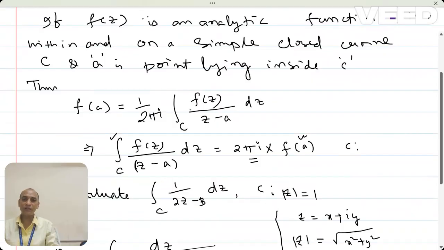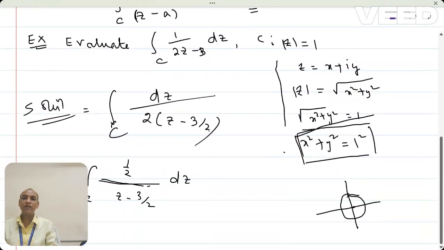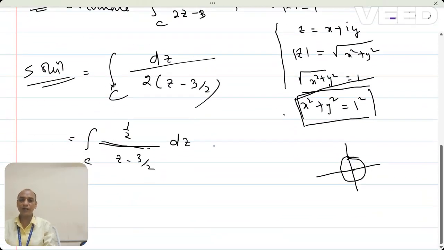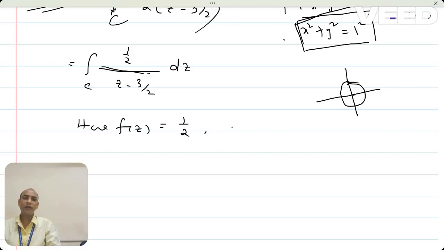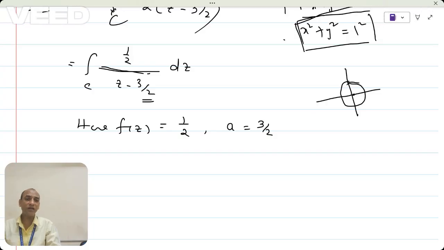The original formula says f of z divided by z minus a. So in the place of f of z, what is the value we are having? Here f of z will be nothing but 1 by 2, and a will be this value, z minus a, that means z minus 3 by 2, so a will be 3 by 2. Now you check whether 3 by 2 is lying inside the circle.